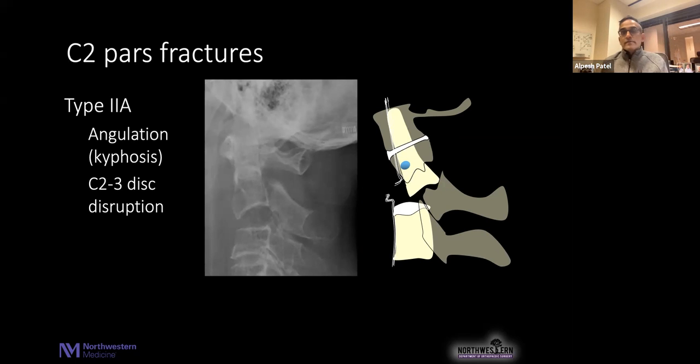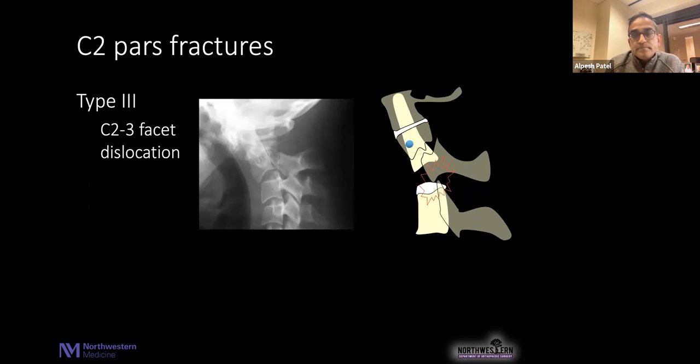There are some reports of treating these with a halo, getting them reduced, holding them in place with a halo. But once the C2-3 disc is gone, these become very, very unstable injury patterns, and I think very difficult, if not impossible, to manage consistently with a halo.